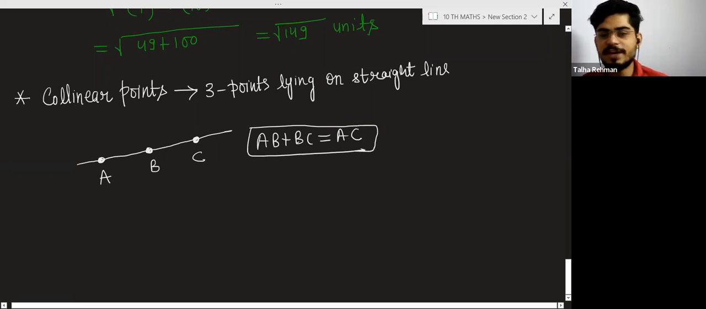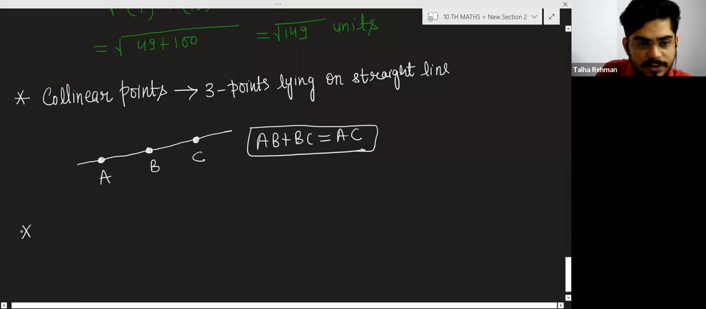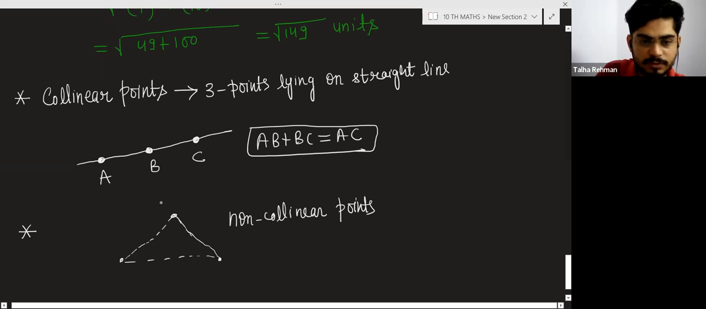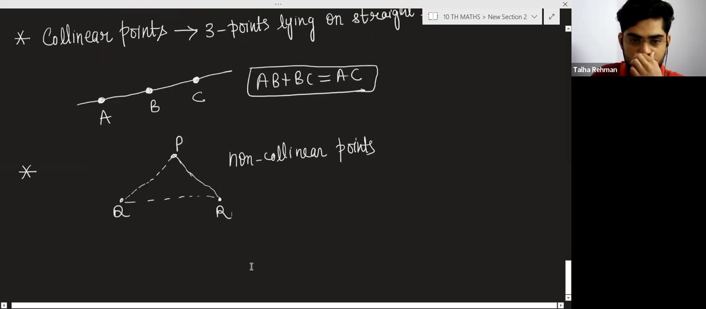Non-collinear points means 3 points do not lie on the straight line. One point is here, one point is here, one point is here. These points will make a triangle. These are non-collinear points. You can take these as points P, Q, and R. They will form a triangle.